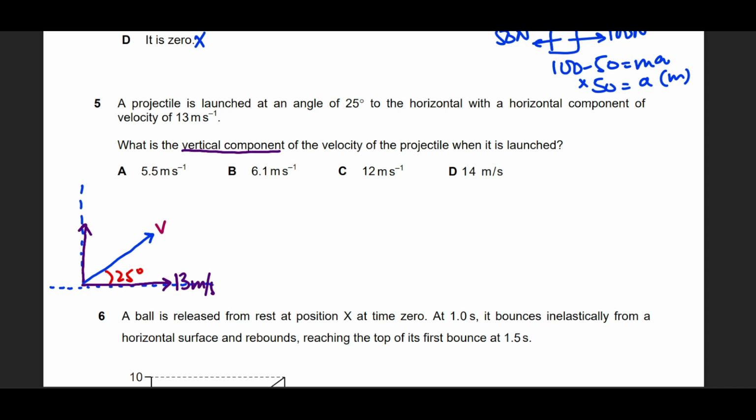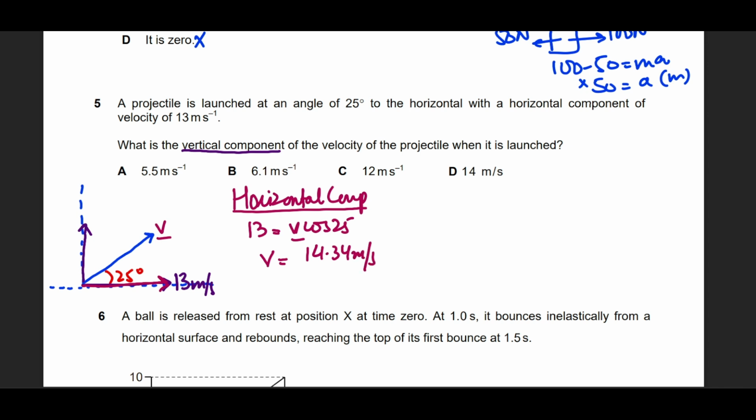Now, first we need to find out the actual value of v, or the velocity. We're going to use the horizontal component. So for the horizontal component, we have an equation that 13, whatever the answer may be, is equal to v cos of 25. This is the cos component, right? Now, when you solve for v, v comes out as 14.34 meters per second. So this is 14.34, right?